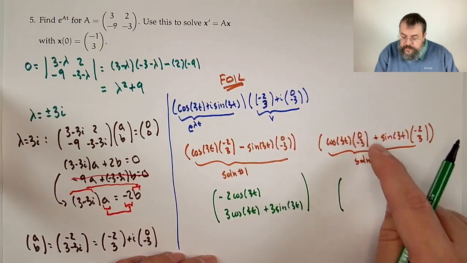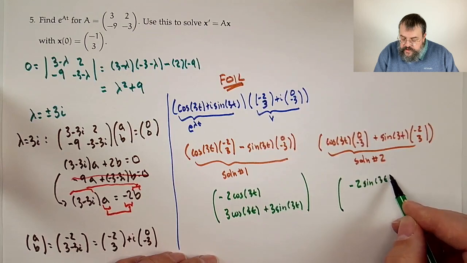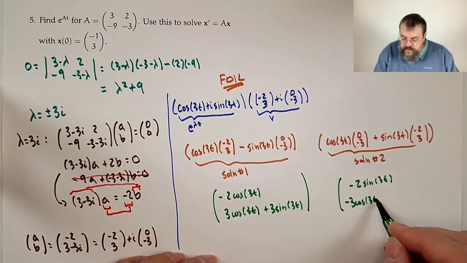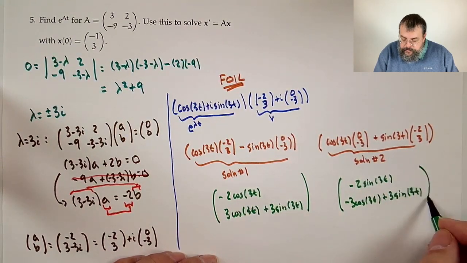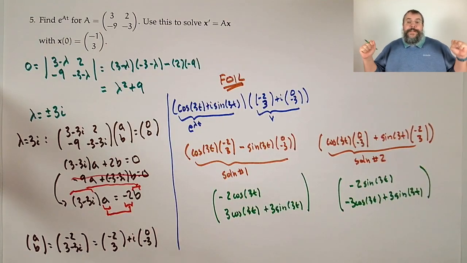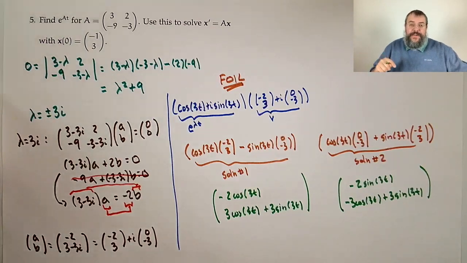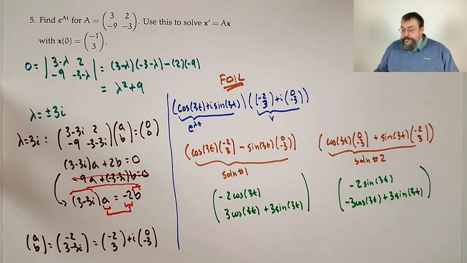Solution number 2: cosine 3t times 0, and minus 2 sine 3t. Then downstairs, minus 3 cosine 3t plus 3 sine 3t. All right, good. Now, we're not going to be able to finish this problem on one page, and that's okay. Whenever you have e to the At, unless you get lucky with just the right kind of matrix, it takes a little bit of work. If you have the right kind of matrix, you can fly.